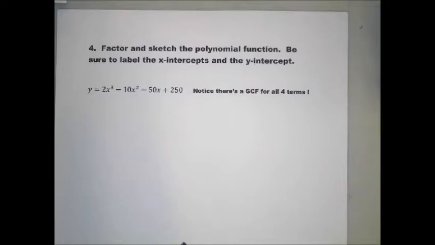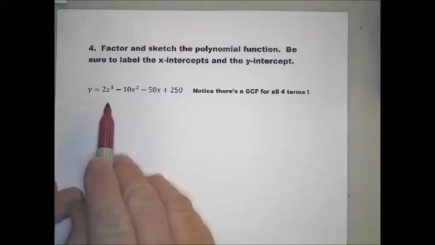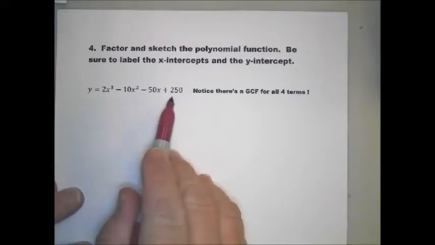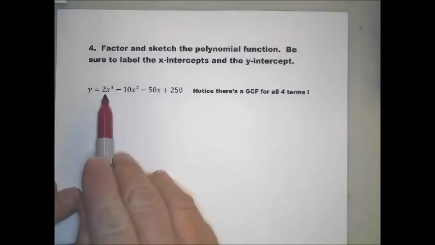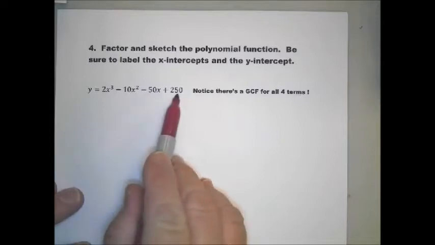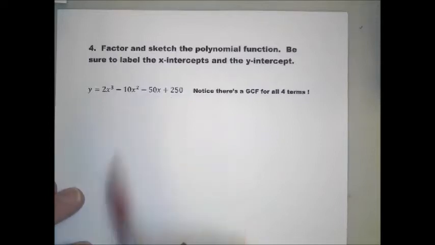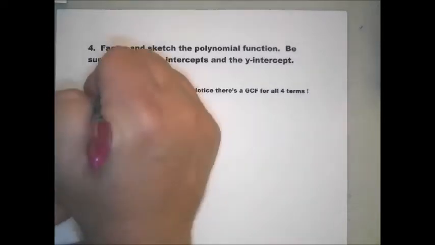We've got a lot of work to do with example number 4. Factor and sketch the polynomial function. Be sure to label the x-intercepts and the y-intercept. Well, before we can even think about graphing it, we need to get it in factored form. So again, we have a 4-term polynomial, completely unfactored right now, but unlike the other one, there is a GCF. All 4 terms do have something in common, and that is the number 2.